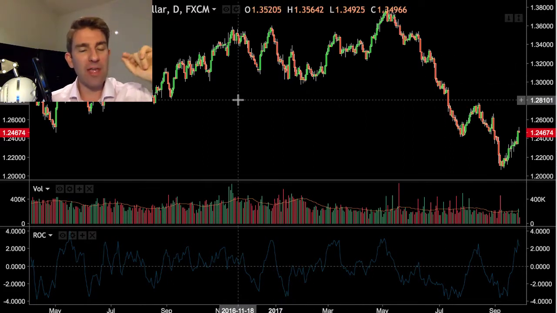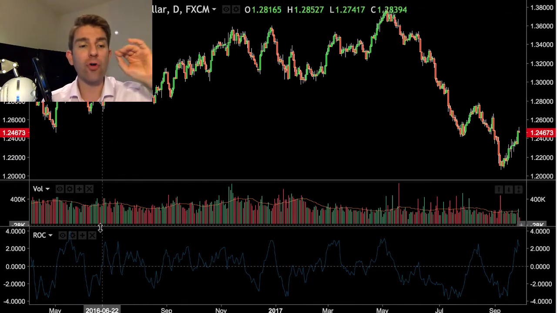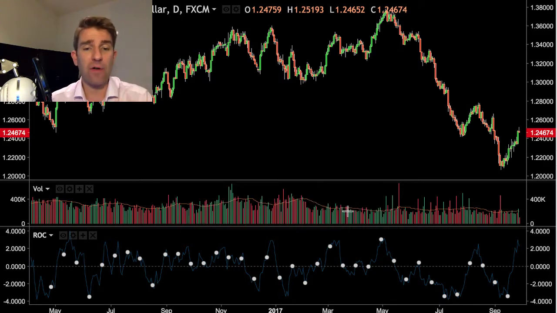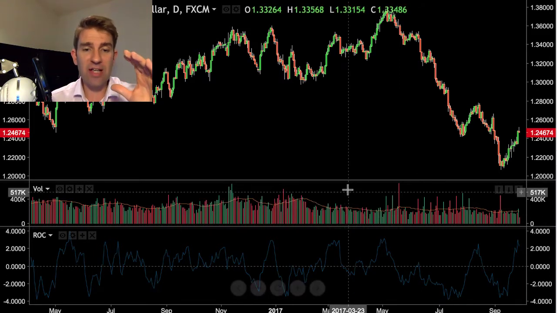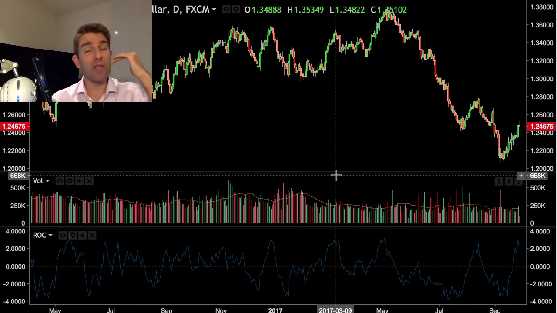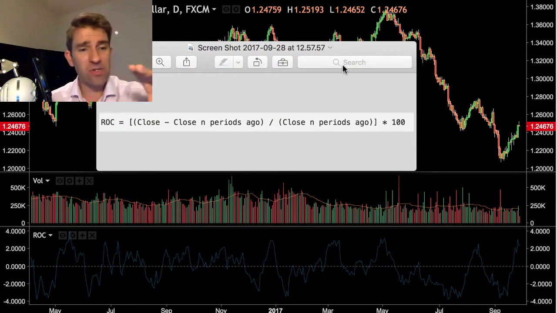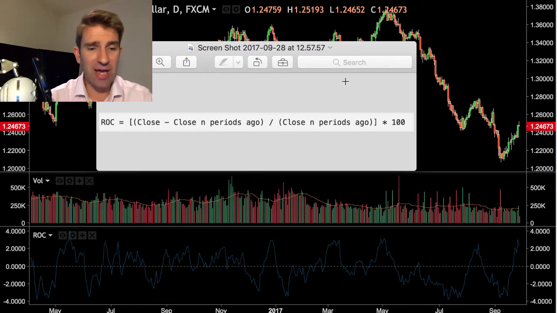So I've got up here a US dollar CAD chart, a daily chart, so each candle's a day, and I've got the rate of change indicator set to a period of 12. First of all, what is a rate of change indicator, and then most importantly, how can we use it to make better trading decisions? I've screenshotted this from another website to show you exactly how it's calculated, and then let's try and think in our minds of what that means for the indicator and how it works.